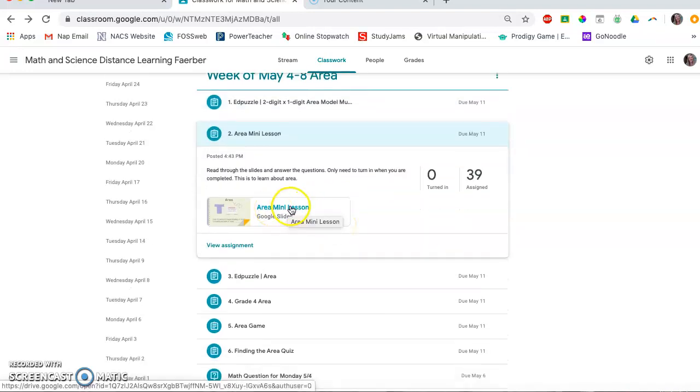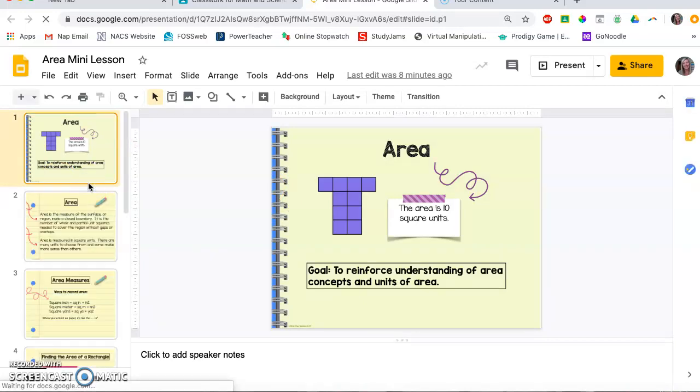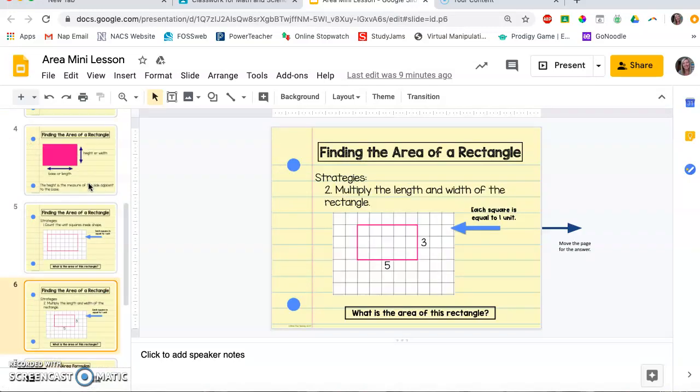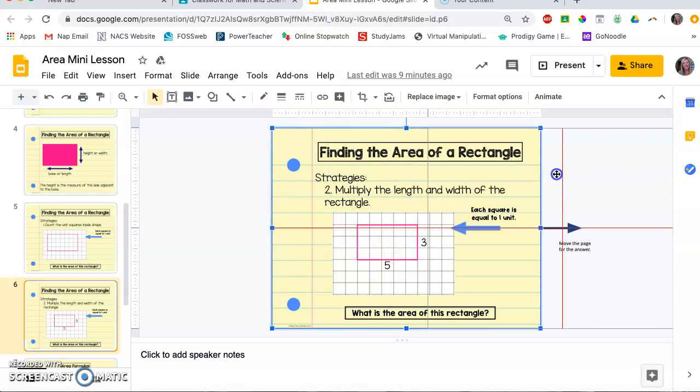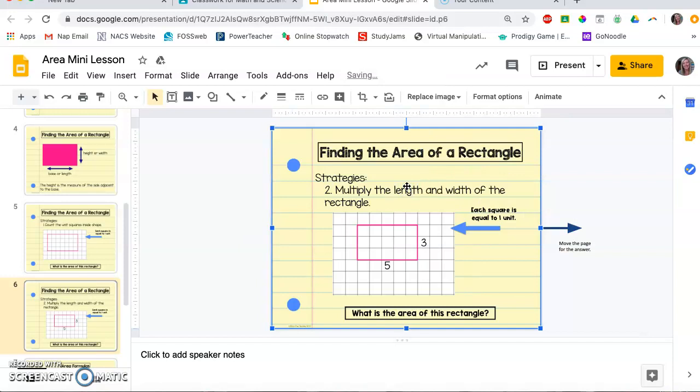Number 2 is an area mini lesson. If you click on that, you are just going to walk through all of these slides and read them. Some of them are going to ask a question like this one. It says a strategy is to multiply the length times the width in order to find the area. Then it tells you move the page for the answer. So if I do 5 times 3, that should mean that there are 15 squares inside this rectangle. If I slide this over, notice it says 15 square units. So that is good to go.